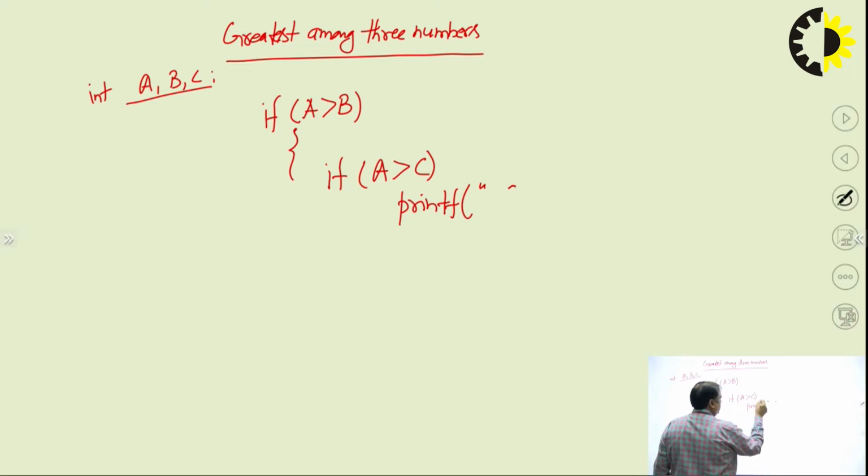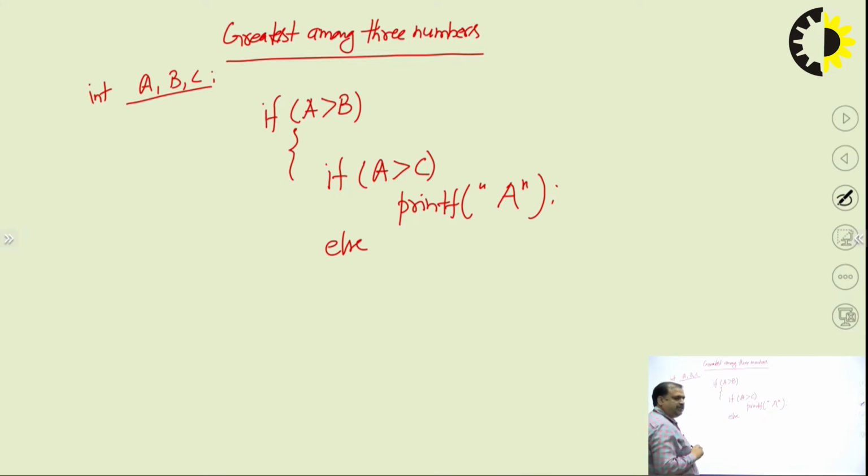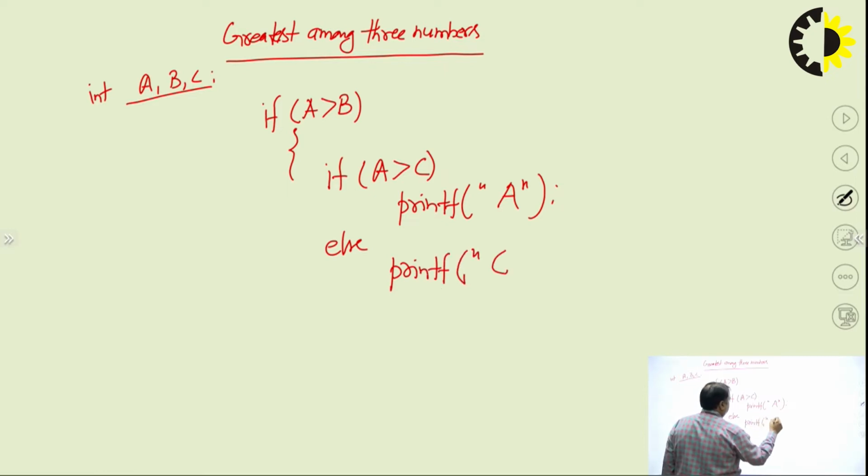That means A is greater than B and A is greater than C. So, we will write A is the greatest. Otherwise, if not this, then what will happen? Else, A was greater than B, but A is not greater than C. Then in this situation, who is greater? C is greater. So, we will give answer like C. So, this is the nesting of if block.